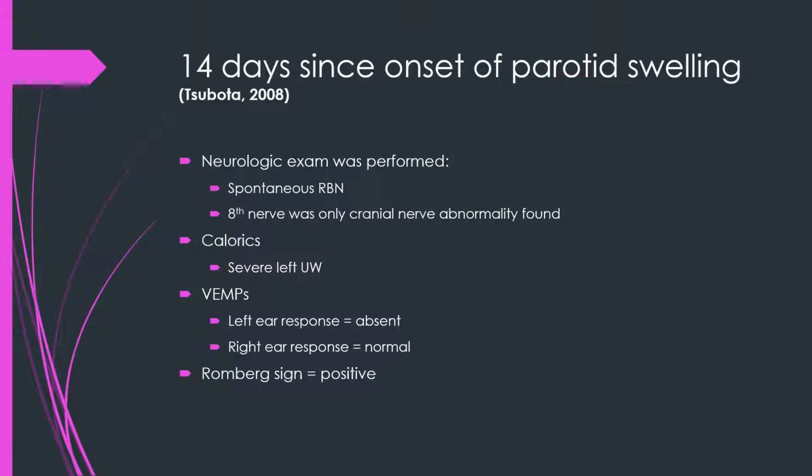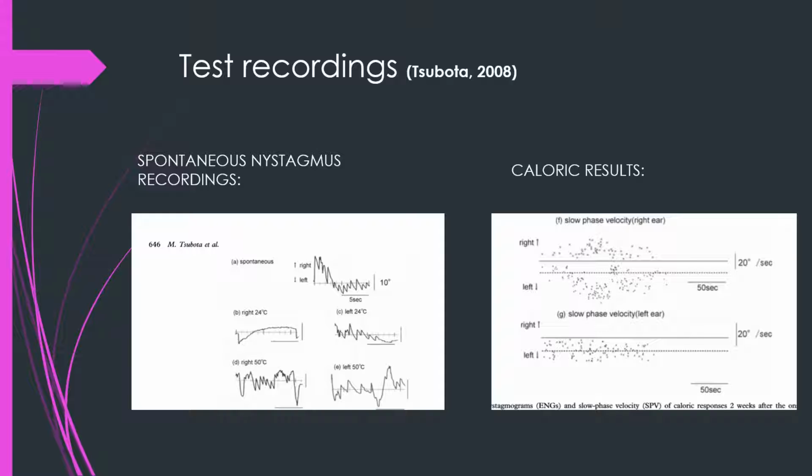So the Romberg sign, just to review, is a balance test where the patient is asked to stand with their eyes closed, and it's considered a positive test if there is an increased loss of balance. So here are just the test recordings found in the study. Spontaneous nystagmus recording on the left side, and then the caloric results on the right.